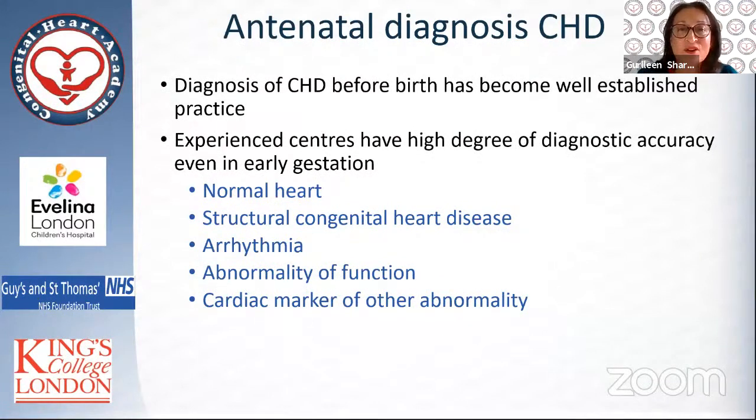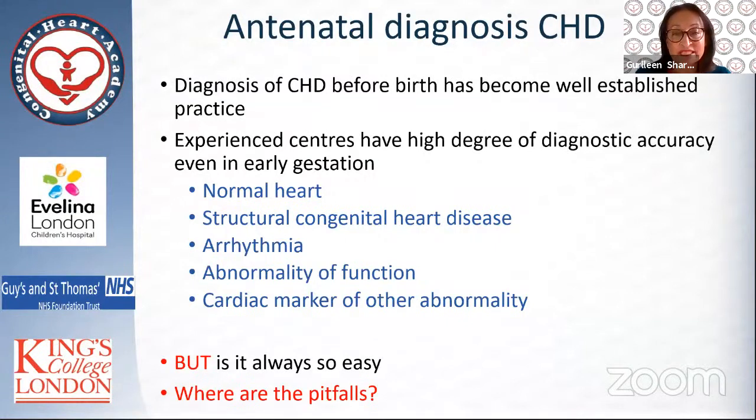So the diagnosis of congenital heart disease before birth is well established, and many experienced centres have reported a very high degree of diagnostic accuracy, even in early gestation. And you've heard already in this session some of the things regarding that. So we can confirm normal heart anatomy, we can diagnose congenital heart disease, we can diagnose arrhythmias, we can detect abnormalities of function, and we can identify cardiac markers of other abnormality. But is it really always so easy? And where are the pitfalls in diagnosis? Or do we always get it right?